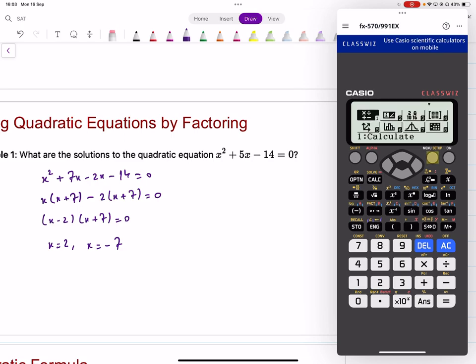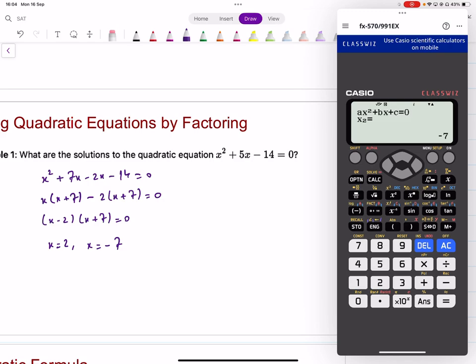So you go to menu, if you have this version, you can go to number 9, and then on the right of that, you have equation, polynomial, degree 2. Just input the coefficients, 1, 5, minus 14, press the equal sign, and then you get the x-intercepts. One is 2, and the other is -7. Okay, just solve it directly like this.